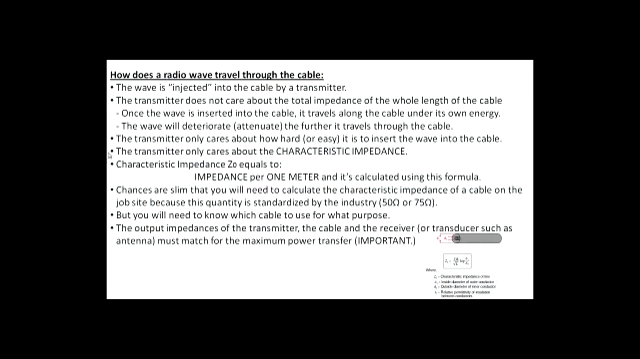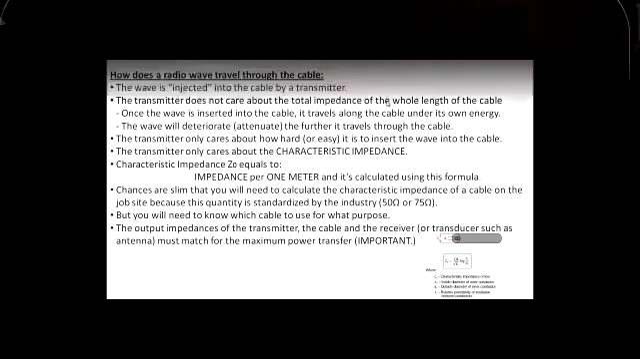Now, the next slide here. How does the wave travel through the cable? Right? The wave is injected into the cable by a transmitter. So here is a transmitter. Let's say it's some sort of an amplifier, and from here all the way to here is our coaxial cable. And over here we have connected an antenna.